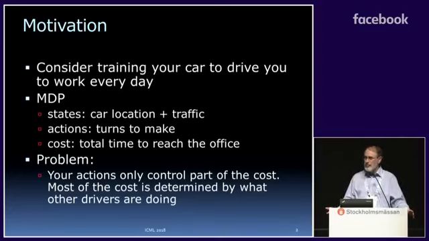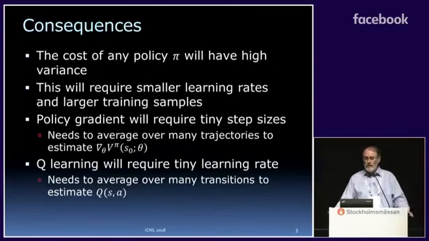to reach the office. However, if we think about that cost function, most of the cost is really determined by the behavior of other drivers and the amount of traffic, and I have very little control over this. So what can I do about that, or what are the consequences of that? Well, one is that if I look at the cost of my policy, it's going to have high variance, right? My return will have high variance day to day, trip to trip. And so this means I'm going to have to use smaller learning rates, larger sample sizes, and so on, depending on whether I'm doing policy gradient or Q-learning or what have you. But RL will be slower as a result of these exogenous variables which are injecting additional variation into my reward function.